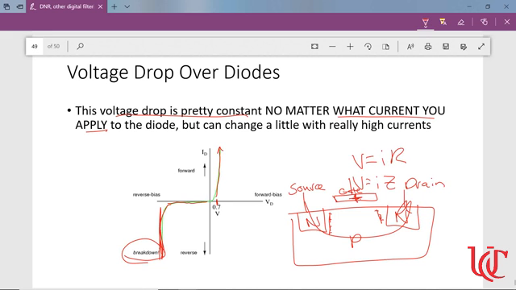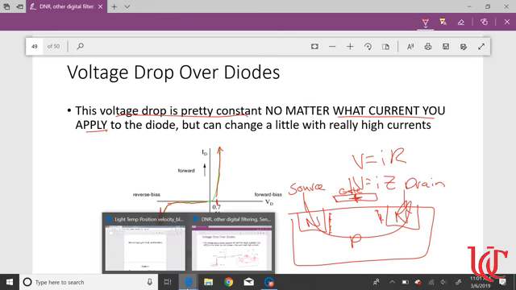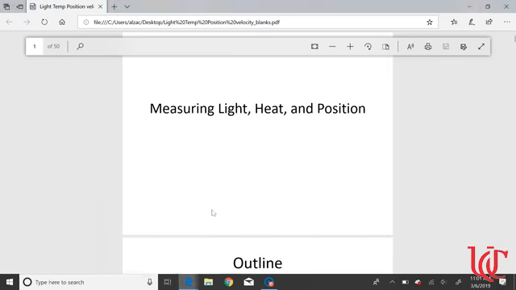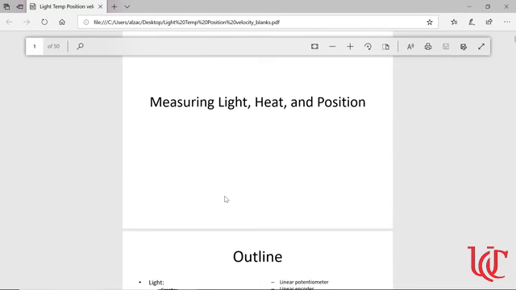Okay. That's when it's talking about our diodes and our transistors, although we will start talking about them now in terms of using them as sensors. So we'll get into this a little bit. Now I'm going to be talking about measuring things that aren't electric to begin with.